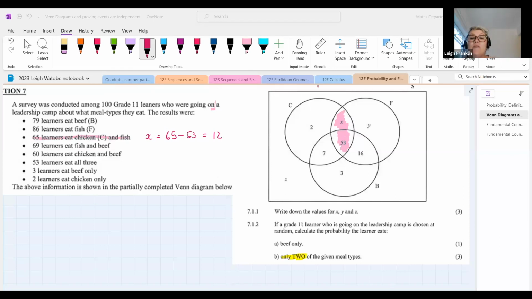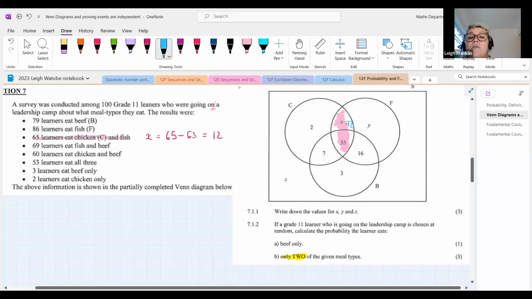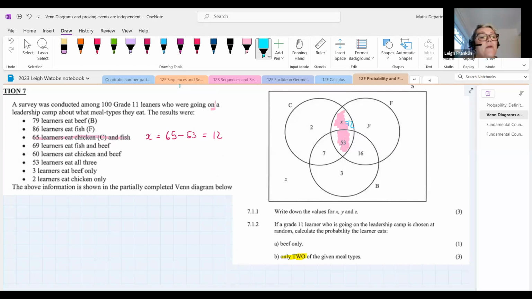Then as far as our value for y is concerned, now that we know that x is equal to 12, working out this one becomes a little bit easier, right? Because they tell us over here that there are 86 learners who eat fish. So in other words, there are 86 people in this circle. So that means that y is going to be 86 minus 12 minus 53 minus 16, and that's where we get an answer of 5 for y. Okay, so y is 5.